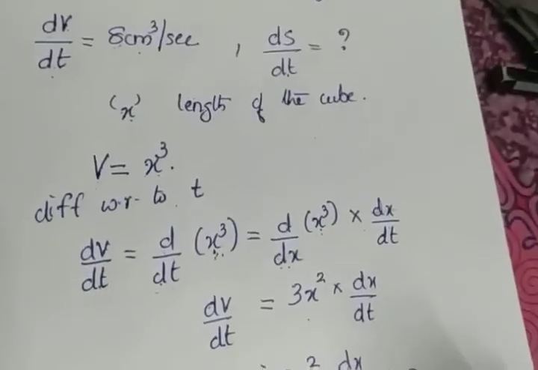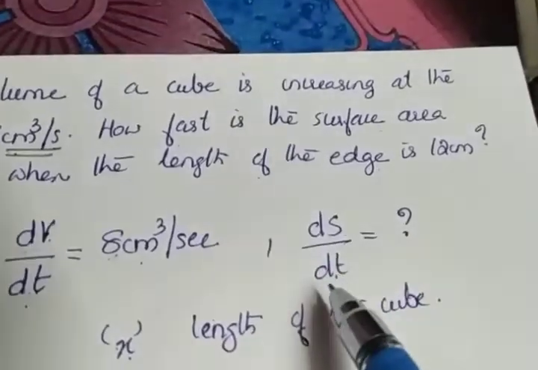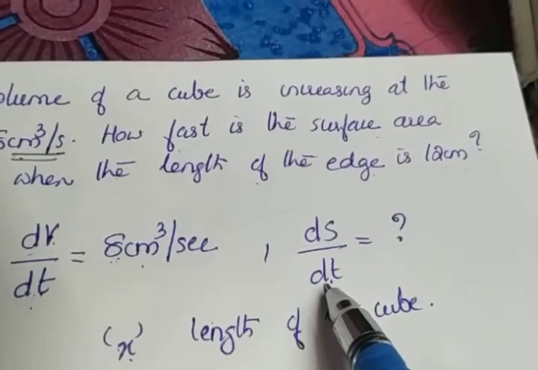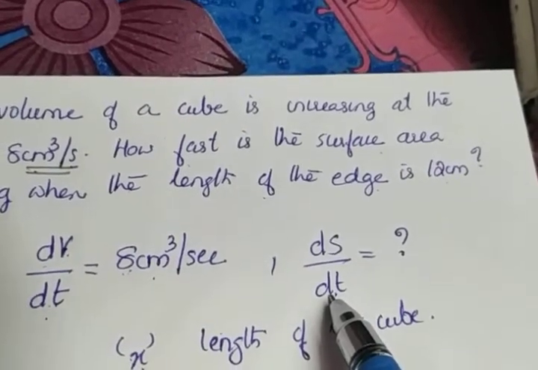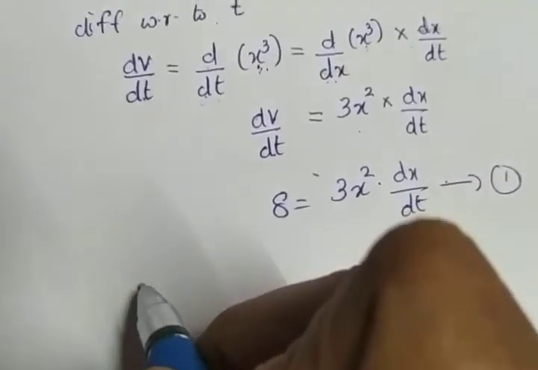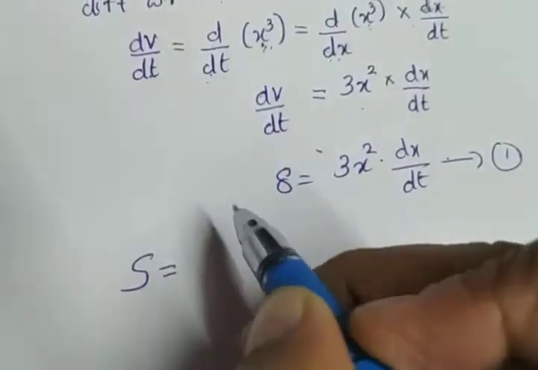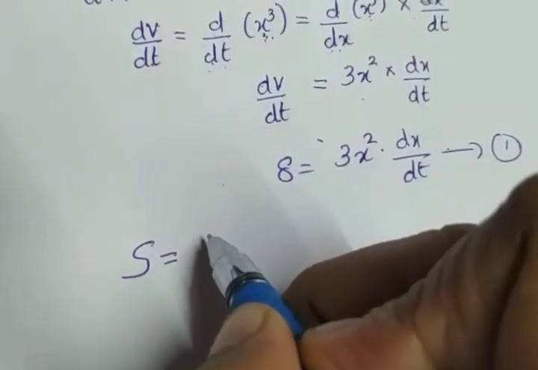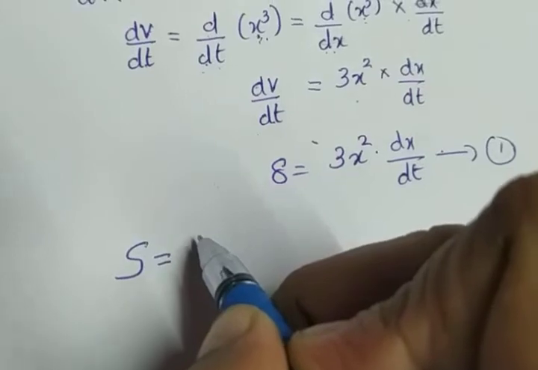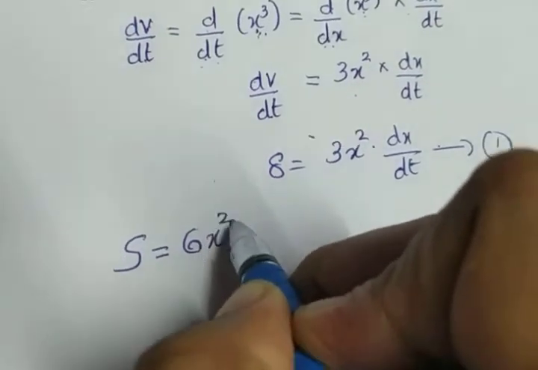Okay, let this be equation number 1. Again, what we have to find? We have to find the rate of change of surface area, and it is the surface area of a cube. If I am representing S as the surface area of a cube, what is the formula to find the surface area of a cube? 6 into side square, isn't it? So here it is 6 into x square.